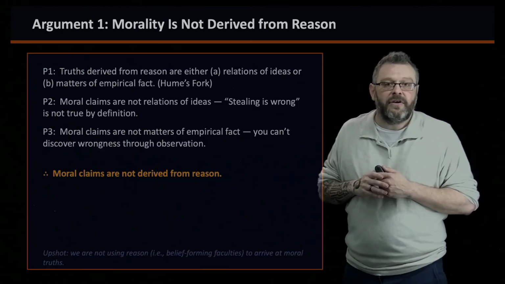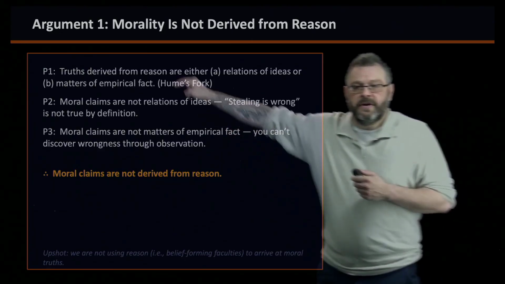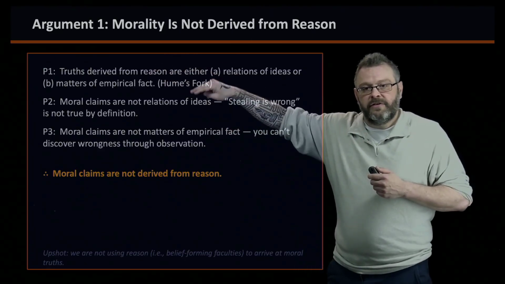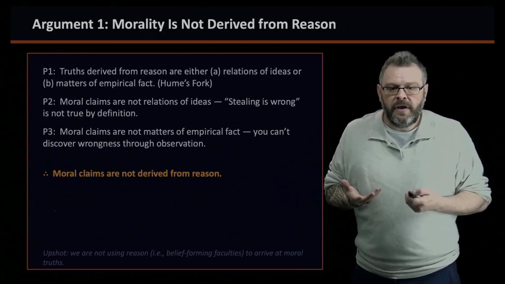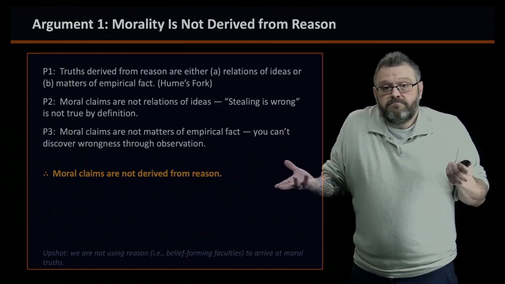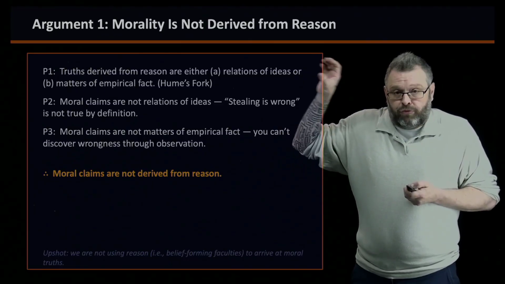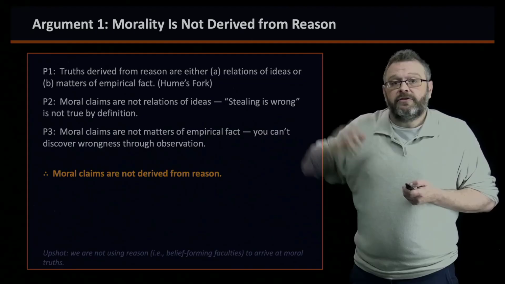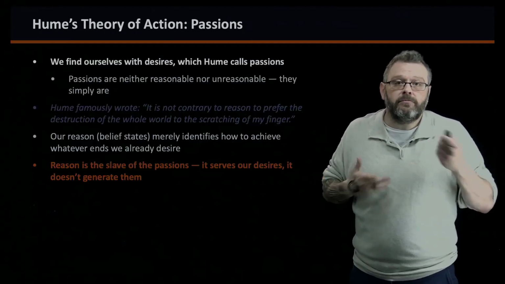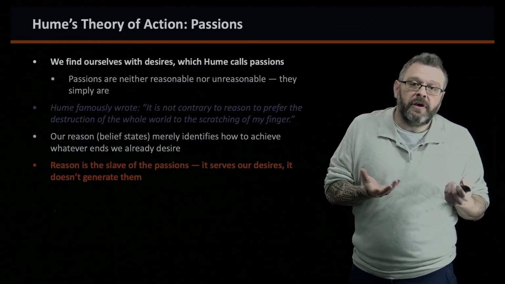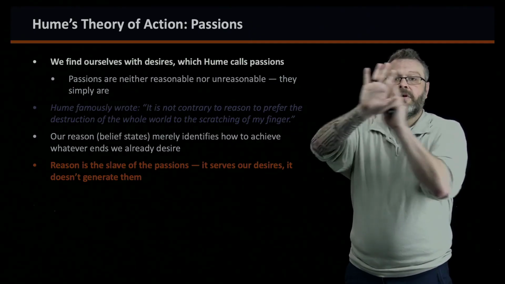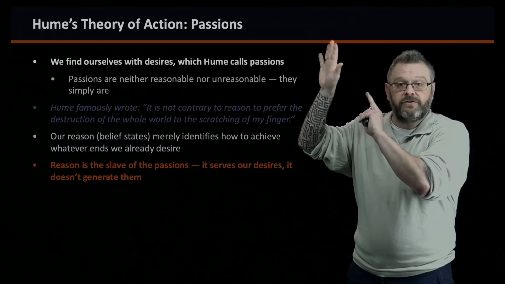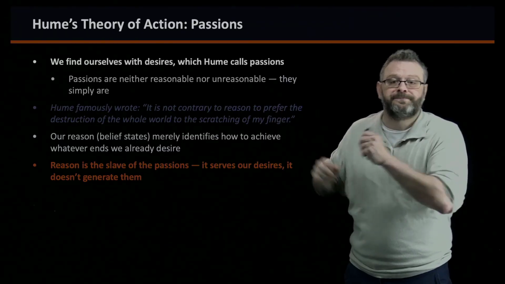This is just a modus tollens, right? If they're derived from reason, then they're this. They're not that, so they're not derived from reason. This is a really interesting argument. Problematic first premise, but this is how Hume thought about the world, so we'll engage with it. Here's another related but separate argument from Hume. And again, this is just the background for that argument.